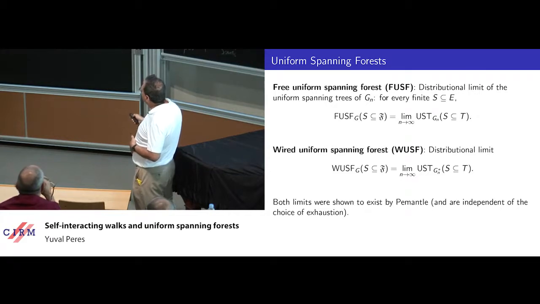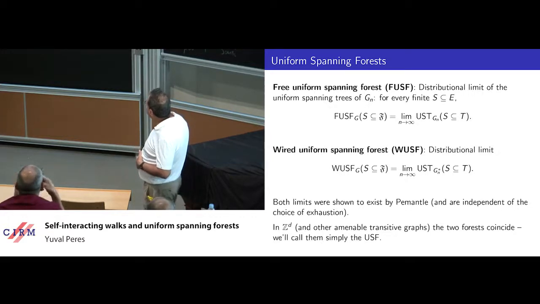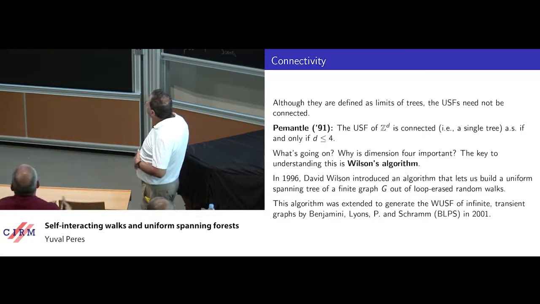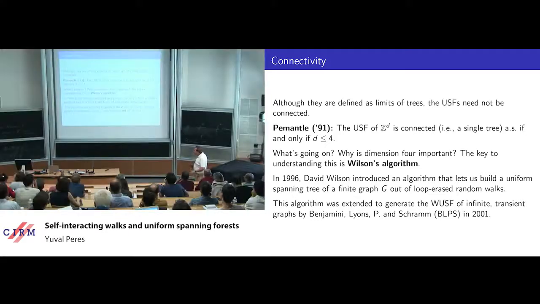Pemantle showed that in general, in any graph, both limits exist. As I said, in Z^d the two forests coincide, and we call them the USF. So the USF, although it's a limit of trees, need not be connected. And what Pemantle showed is that it's connected if and only if the dimension is at most 4. So if you're working in Z^d, up to 4 it's connected, and higher it's not. When Robin proved this, it was before Wilson's algorithm, so he had to work a little harder. He used the Aldous-Broder algorithm that existed before, but this is much simpler to verify if you know the Wilson algorithm.